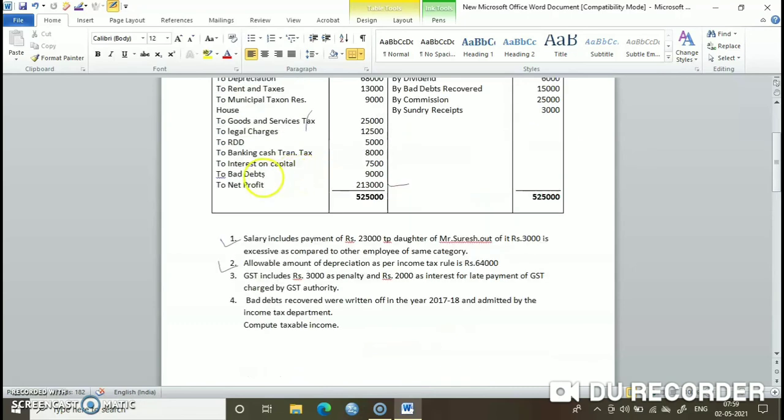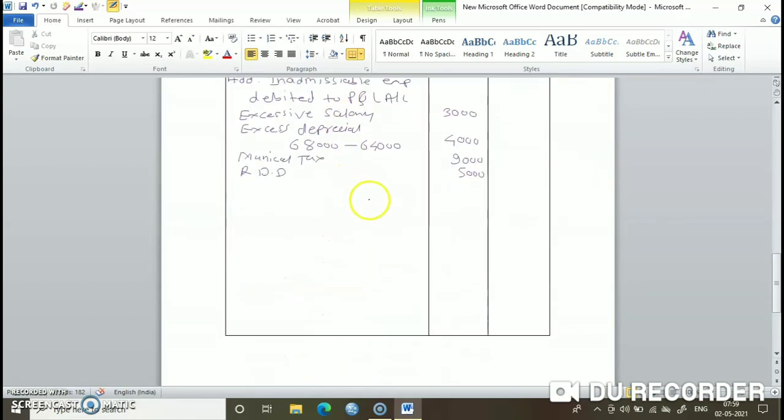Next one is banking cash transaction tax 8,000. It is the expenditure which is incurred by the bank on the cash transaction made by the businessman with the bank. It is also allowable as a business expenditure. Interest on capital 7,500. Normally interest on capital is given to the employer. If the businessman gets interest on his capital, it is not allowed as a business expenditure. So here we have to add interest on capital, that is 7,500. Okay.